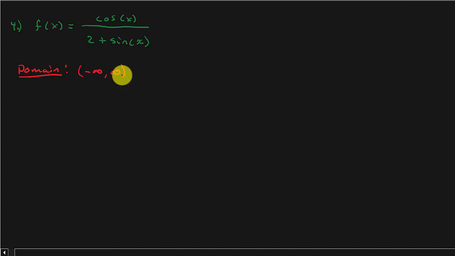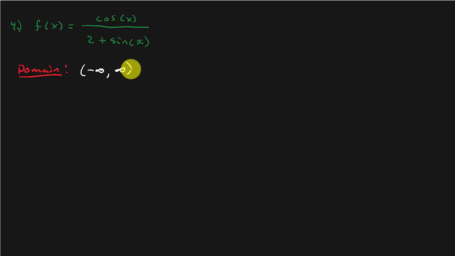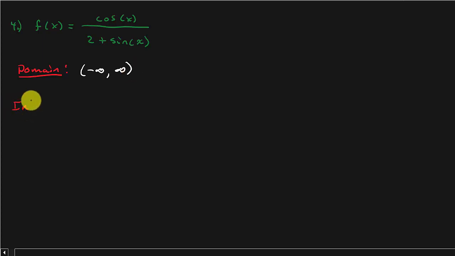We can plug any numbers we want in for x with the trig functions. Well, not all trig functions, but sine and cosine we can. So that's negative infinity to positive infinity. It would be different if it was secant or cosecant or cotangent. But for sine and cosine, we can plug anything in. Now, let's look at the intercepts.